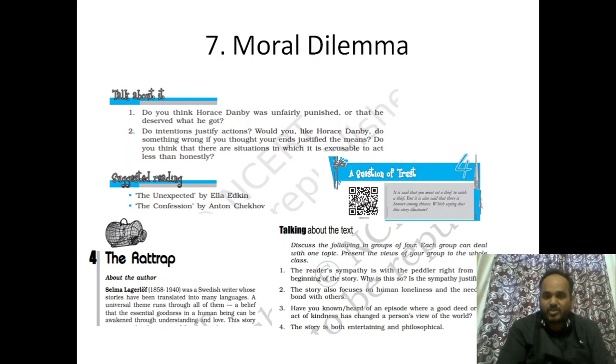For example, a question of trust. It is said that you must set a thief to catch a thief, but it is also said that there must be honor among thieves. Which saying does this story illustrate?